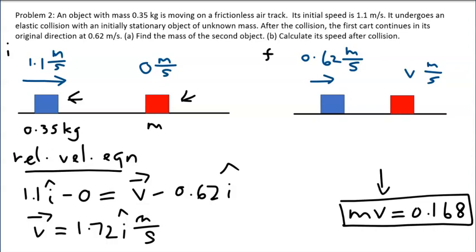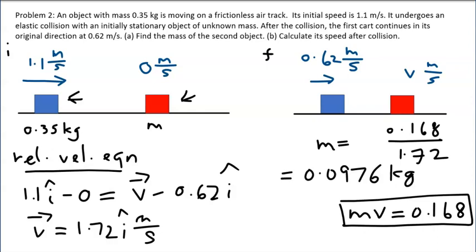So now substituting v to be 1.72, the unknown mass of the red object can be determined as 0.168 over 1.72, and that will give you the unknown mass as 0.0976 kilograms, or in grams, 97.6 grams. So that solves the problem.